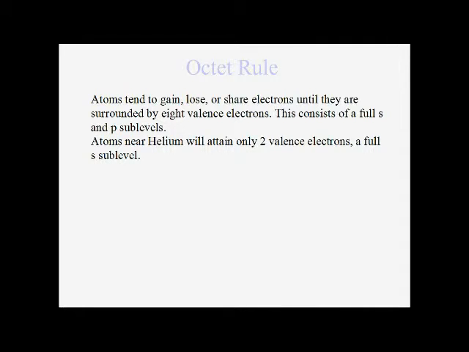Atoms such as hydrogen, beryllium, and lithium are near helium. Helium is stable with only 2 valence electrons, but it's still a noble gas, still extremely stable. So hydrogen only goes for 2 valence electrons, along with beryllium and lithium. They lose electrons to end up with only 2 valence electrons.